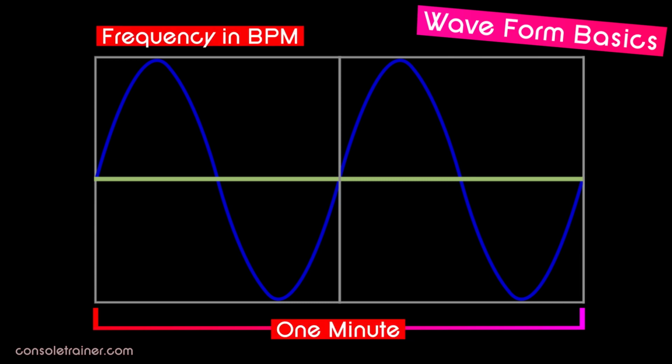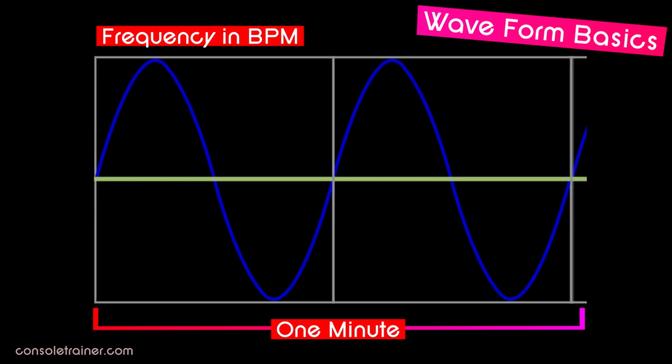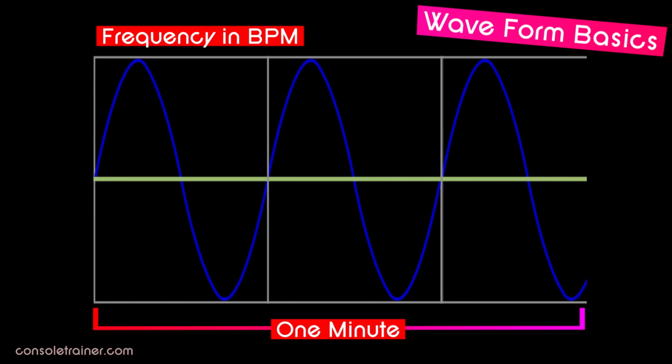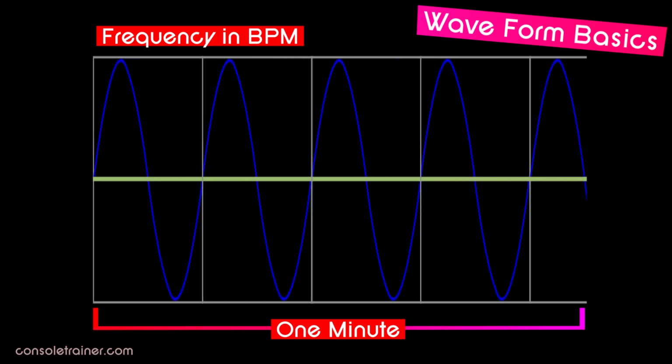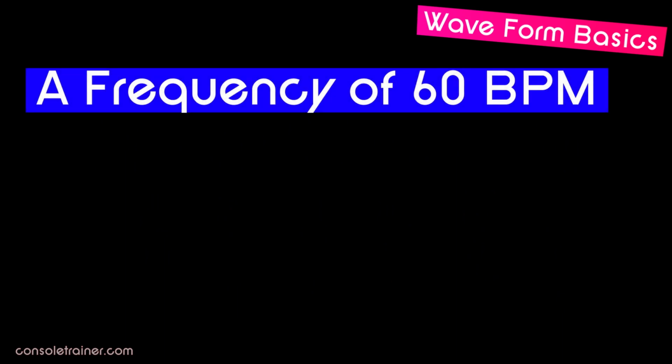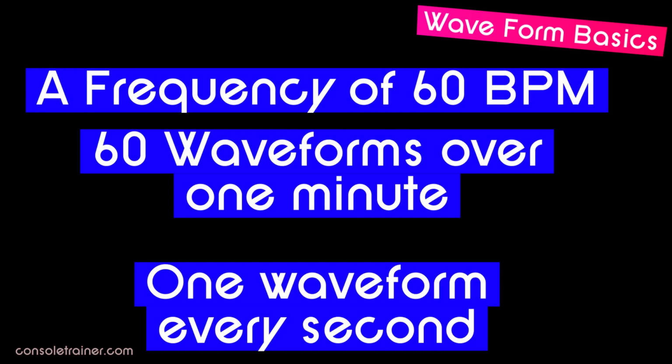That would make the frequency of this image 2 beats per minute, which is pretty slow, but if we increase the frequency, or BPM, then our wavelengths would be shortened, making them run faster. If we had an effect with a frequency of 60 BPM, then we'd have 60 waveforms over the interval of a minute, and we'd complete one waveform every second.